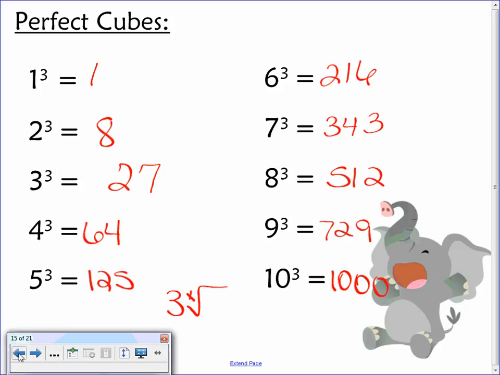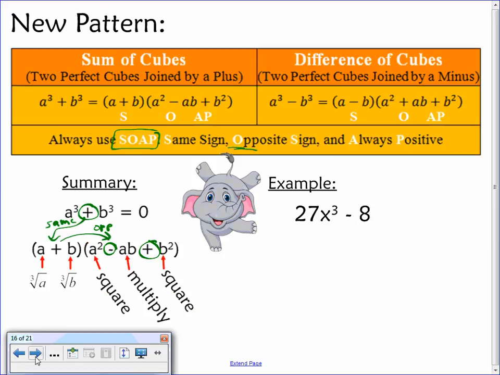They're on my list. So if I go to set this up, just like I always have done, I set up my parentheses. I'm going to fill in my signs before I do anything else, just like I always do when I factor. So same goes here. Opposite, always positive. So before I do anything else, I'm always going to fill my signs in.